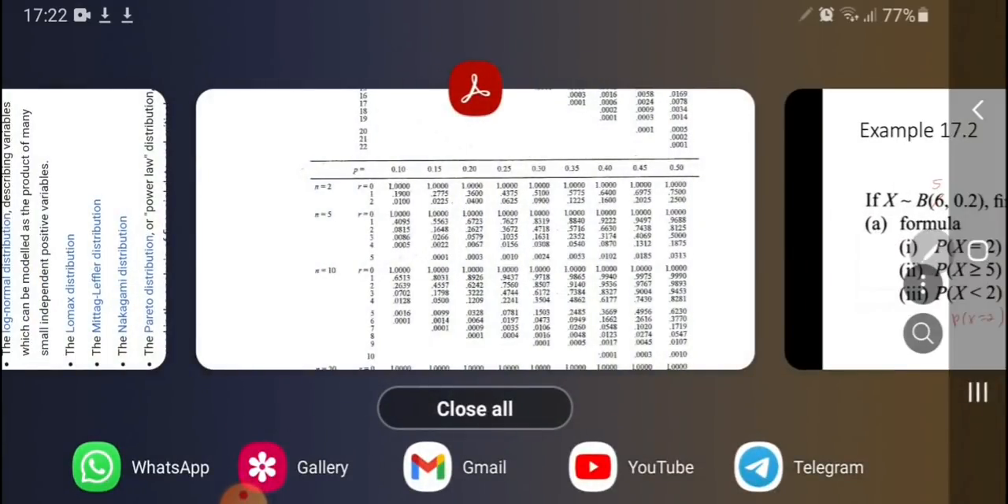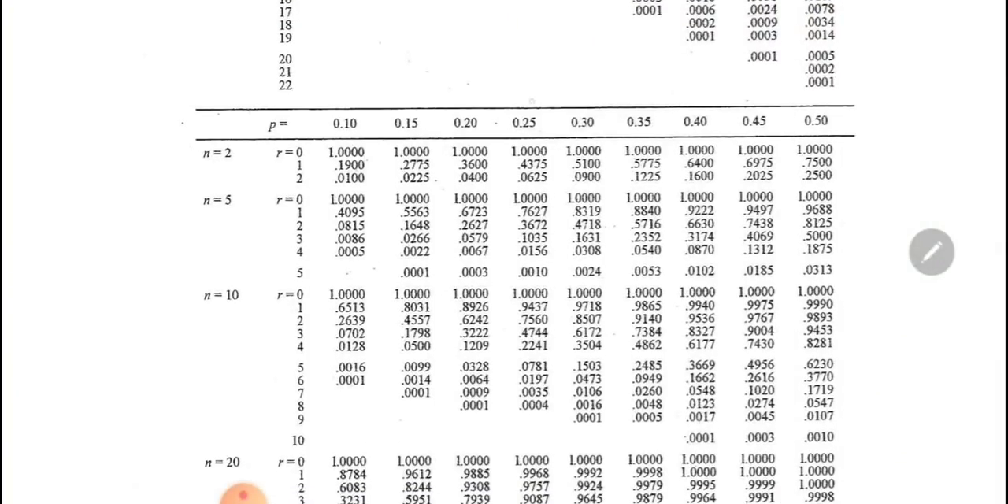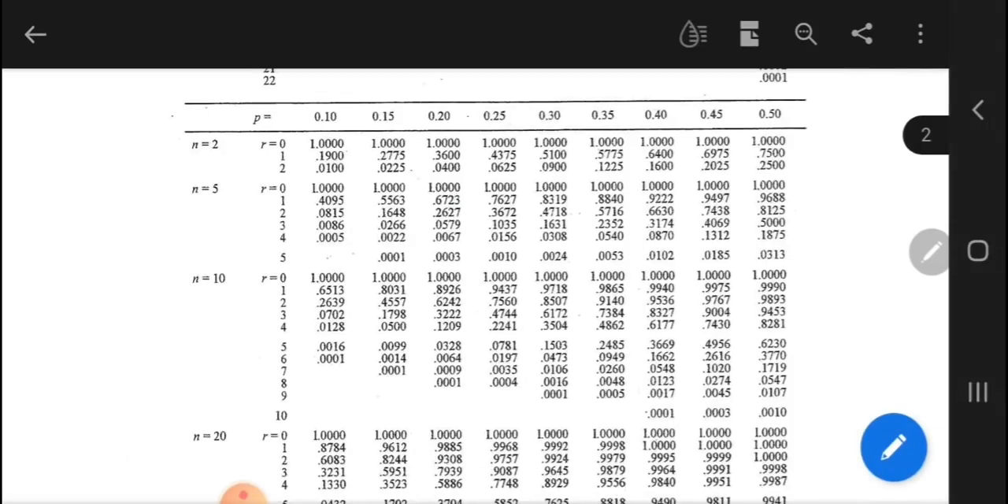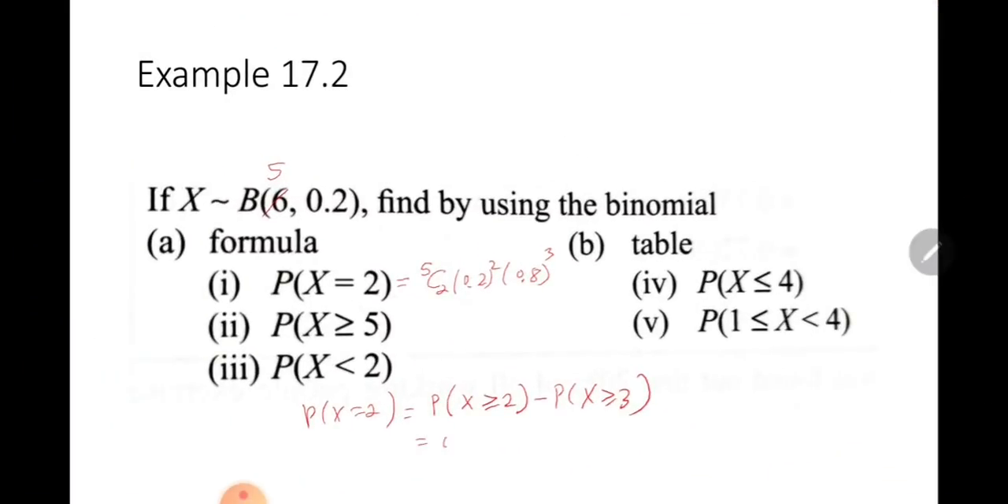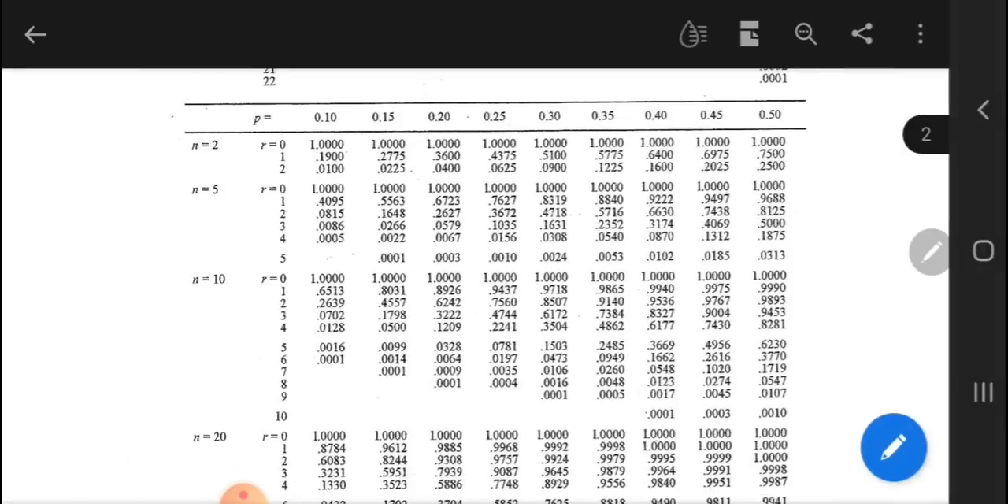Now let's have a look at the table. You have n equals 5, p equals 0.2. So p equals 0.2, n equals 5 here. What R do you want? R equals 2 and 3. So you will get 0.2627, minus P(X greater or equal than 3), which will be 0.0579.